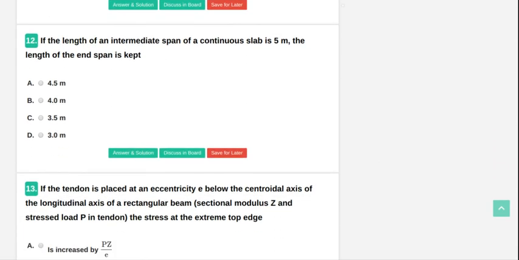If the length of an intermediate span of a continuous slab is 5 meter, the length of the end span is 0.5 meter less than 5 meter.